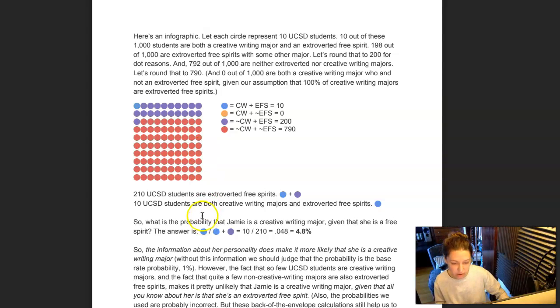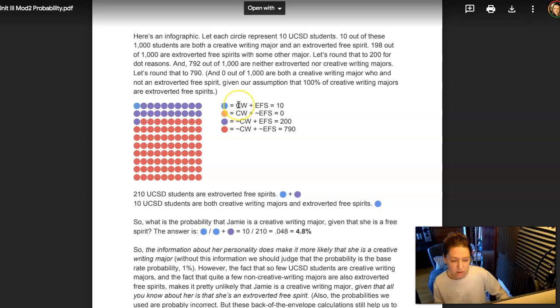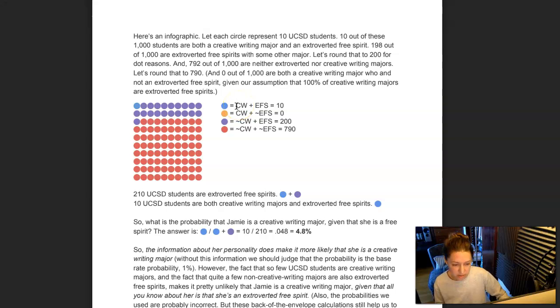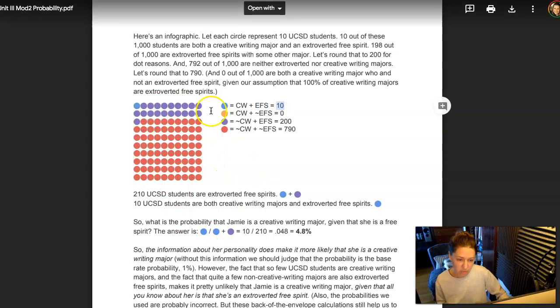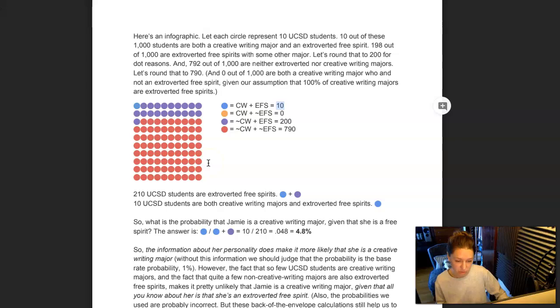Okay, so out of our 100 dots, which each represents 10, 1%, that's going to be this little corner dot here, is a creative writing major. And 100% of those students are extroverted free spirit types. So this blue dot stands for is a creative writing major and is an extroverted free spirit. 10 out of the 1,000 students will fit that description.